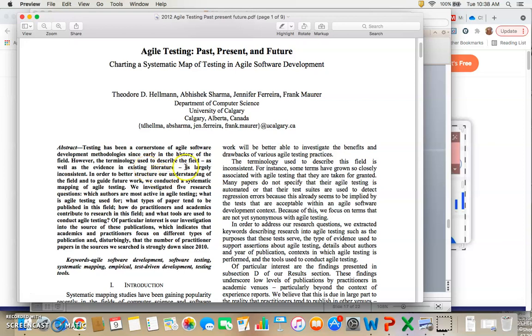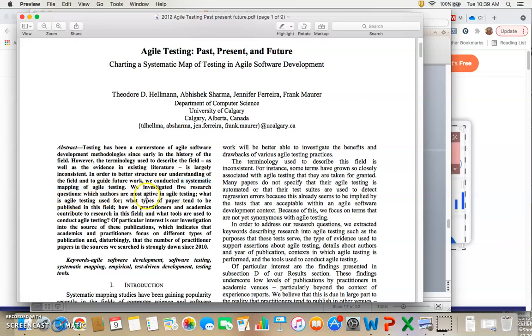However, the terminology used to describe the field as well as the evidence in the existing literature is largely inconsistent. This is the issue. The terminology used to describe the field is inconsistent. So, to provide a better structure of our understanding of the field and to guide future work, we conducted a systematic mapping of agile testing. So, they are doing a mapping study. They have investigated 5 research questions.